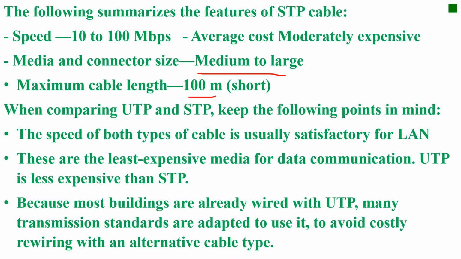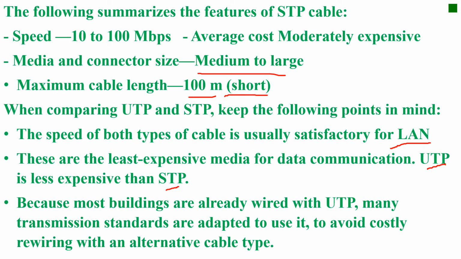When comparing UTP and STP, keep the following points in mind. The speed of both types of cable is usually satisfactory for LAN. Used for LAN because of its short length, not more than 100 meters. These are the least expensive media of data communication. UTP is cheaper than STP, which is more expensive.